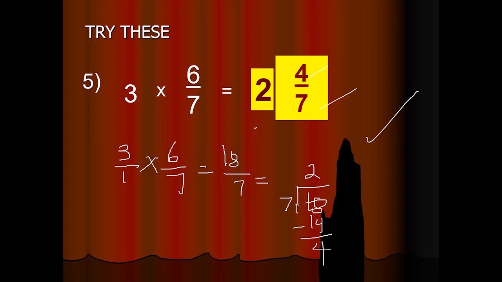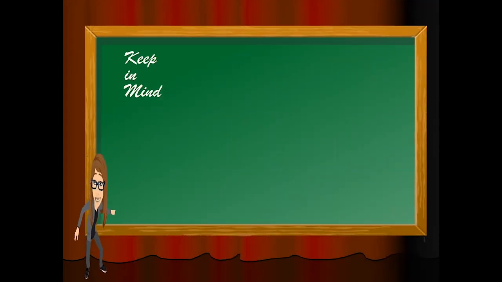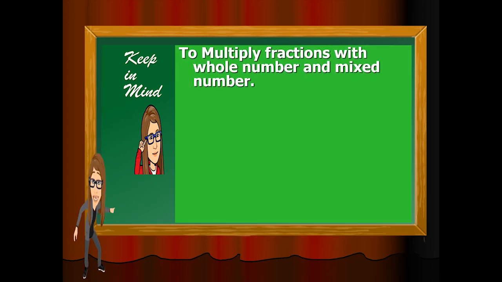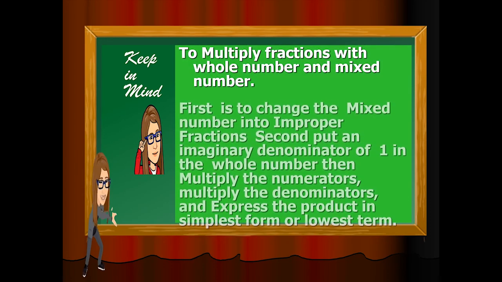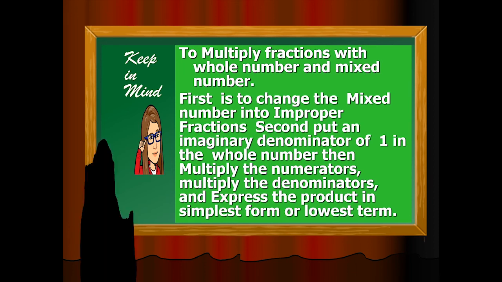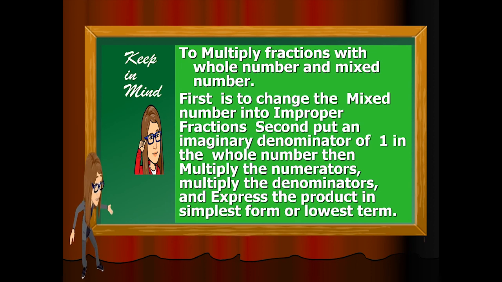Okay, class, I want you to keep in mind to multiply fractions with whole number and a mixed number. First is to change the mixed number into improper fractions. Second, put an imaginary denominator of 1 in the whole number. Then multiply the numerators and multiply the denominators and express the product in the simplest form or lowest term.